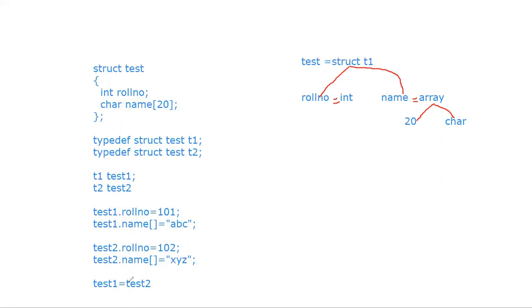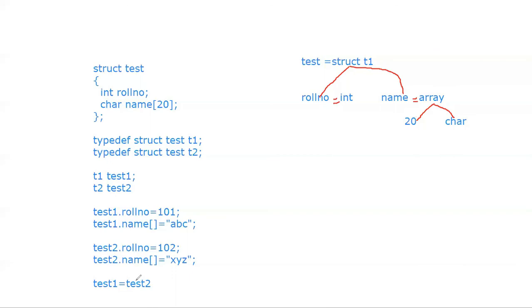So while assigning test1 is equal to test2, it will see that test1 belongs to T1, where T1 having two members, roll number and name. Roll number is of type integer, perfectly all right. And name is of type array, which is of type character of length 20.